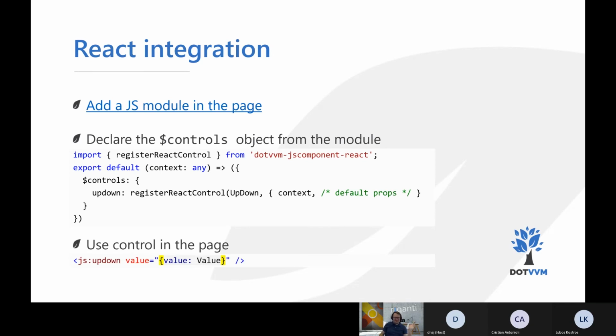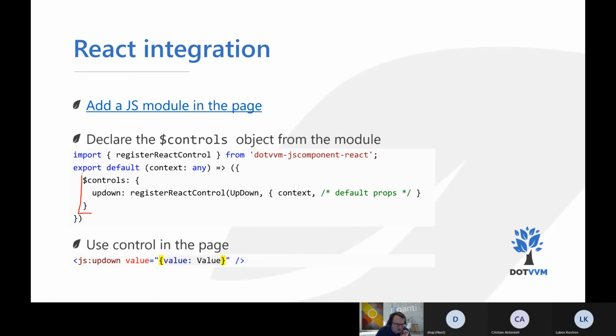So basically, you need to add a JS module in your page. JS modules have been introduced in .vvm 3.0. Basically, it allows you to attach a script file together with the page, and the script can provide some things to the page. So the module can provide this controls collection. So it's another, sorry, not collection, just an object, a map.